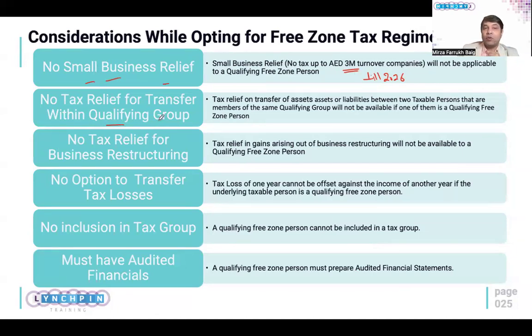If I transfer within the qualifying group, I have certain kind of concessions. Again, I cannot take it. Business restructuring also has some kind of a relaxation on some income. I cannot transfer loss of company A to company B within my qualifying group, and I cannot be included in my tax group. This is the major consideration, that in case you wish to form a tax group, then if you are a qualifying free zone entity, you cannot be included in that. And then I must have audited financials also with me. So these are the considerations which we should have if we wish to avail that qualifying free zone kind of a regime.